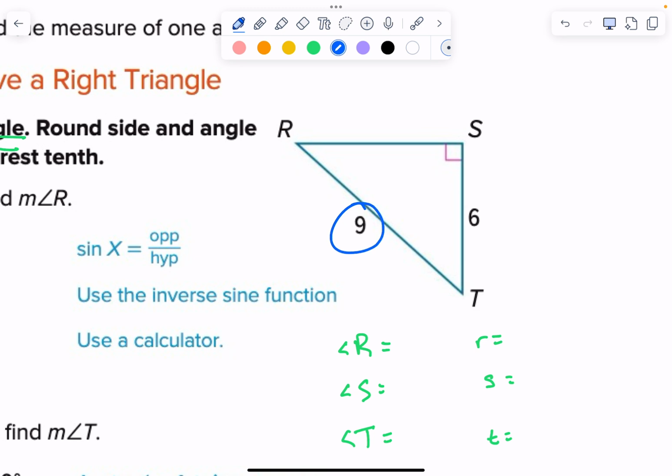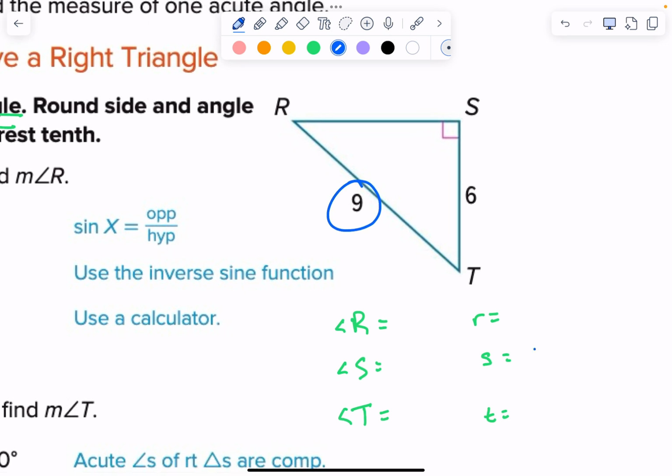What is 9? 9 is little s. What is 6? 6 is little r. What else do I know? Angle S is 90 degrees. Those are the 3 things that I know. What should we do? Solve for little t. How do you want to solve for little t?